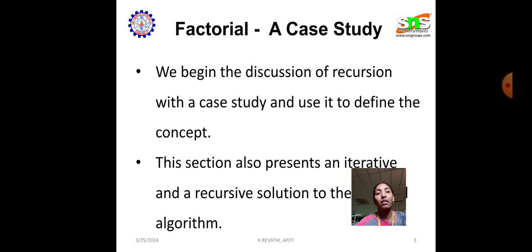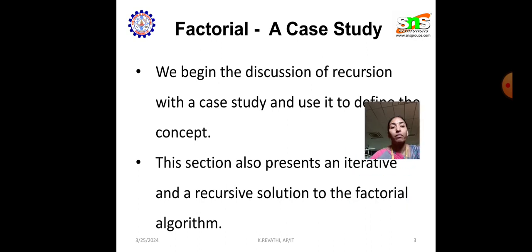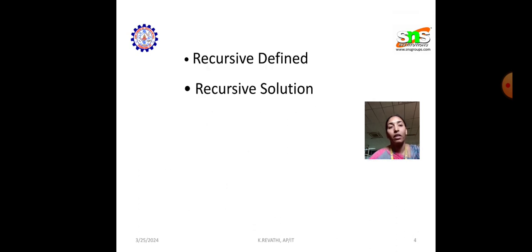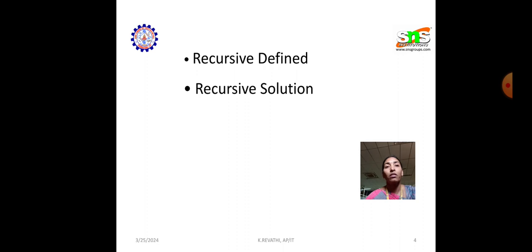We begin the discussion of recursion with a case study, and it is used to define the concept of the factorial. This section also presents an iterative and a recursive solution to the factorial of a given number. Here there are two methods used. The first one is the iterative definition, the second one is the recursive solution.